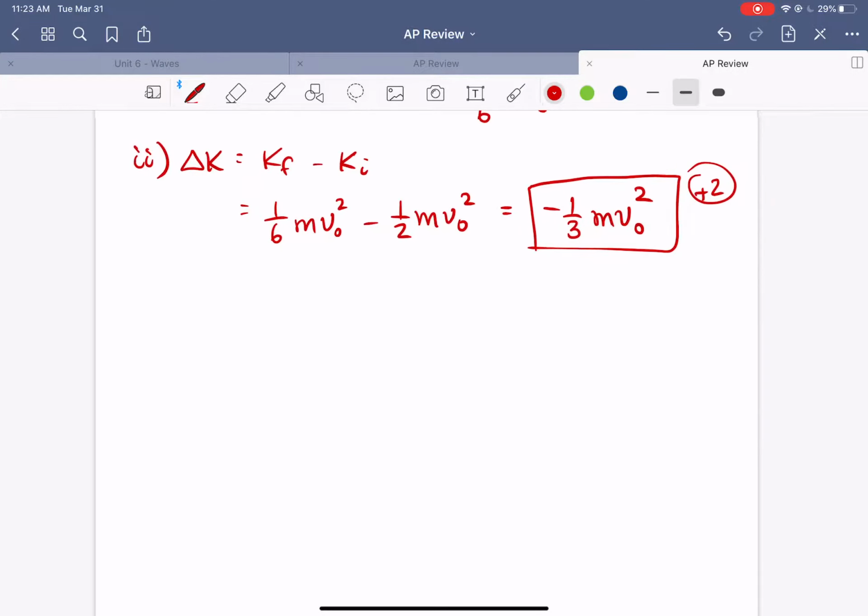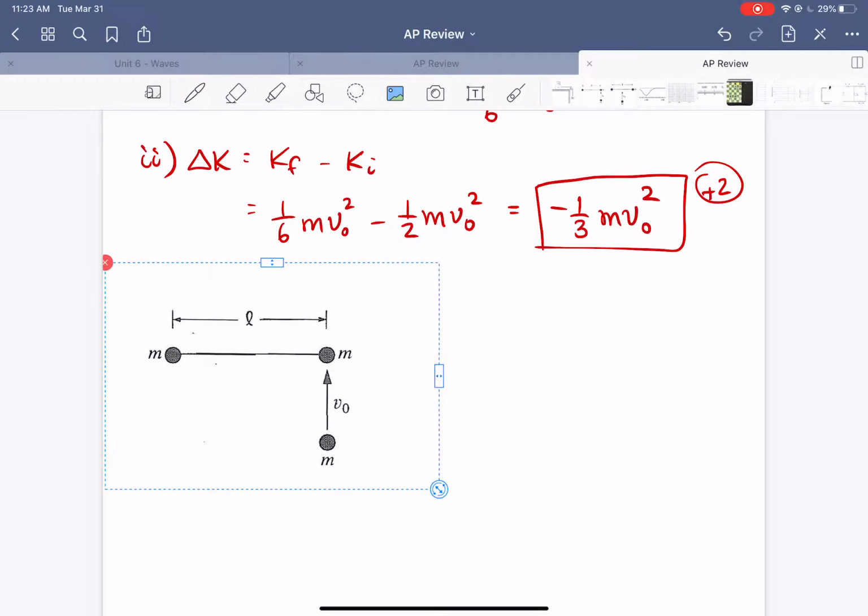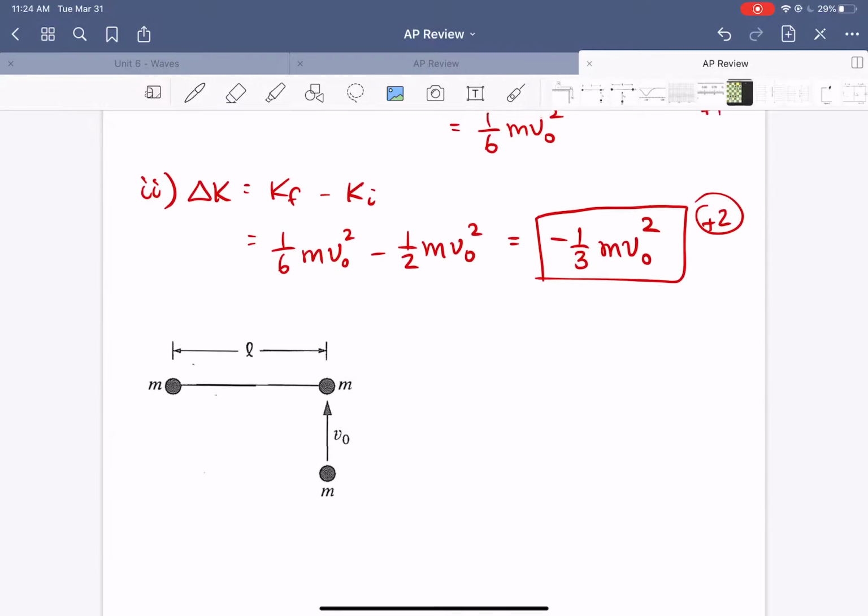All right, so the next part, we're now looking at a different collision. So now the particle is going to strike this rod end on rather than dead center. So this one actually gets pretty tricky. We have to remember some things about how to calculate center of mass and how to treat rotation with respect to the center of mass.